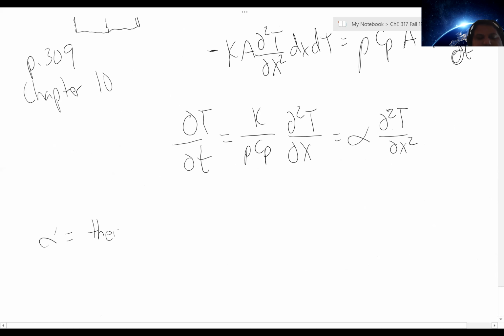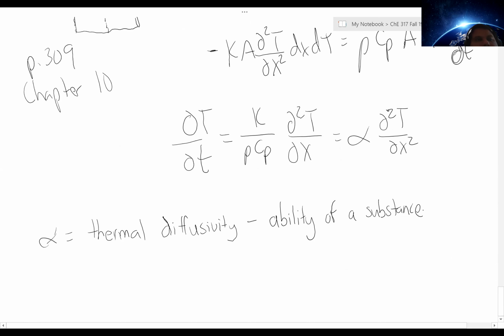Is known as our thermal diffusivity, which describes the ability of a substance to diffuse thermal energy within itself.